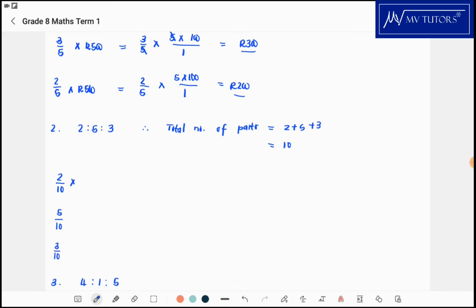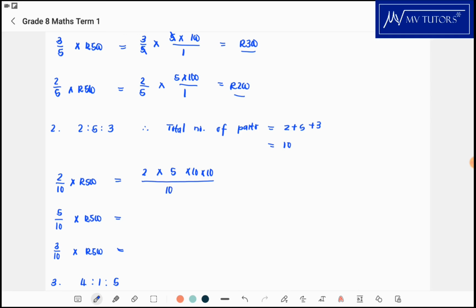And all of this we're multiplying by 500. Remember the question says we need to see how we can divide this 500 into its ratios. So you have 2 multiplied by this 500. 500 is 5 times 100. 100 is 10 times 10. I'm just going to separate it so that it's easy to cancel.